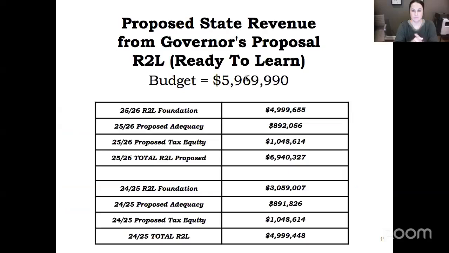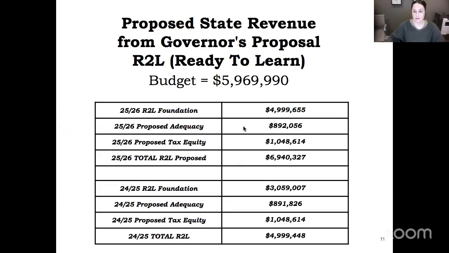The Ready to Learn, this was an area last year that changed dramatically for us. And like I mentioned earlier, we had a piece of tax equity dollars that we have to pass a resolution for, and we will get last year's dollars, or we're to use the 24-25 dollars in the 25-26 budget. So that's the $1,048,614. The total Ready to Learn proposed block grant for Pottstown this year is $6.9 million. A portion of that is for the tax equity, another portion is for adequacy, and then just the regular base amount is $4.9 million. Last year's total Ready to Learn money was $4.9 million, and that included a base of a little over $3 million, and then similar amounts for adequacy and the tax equity.